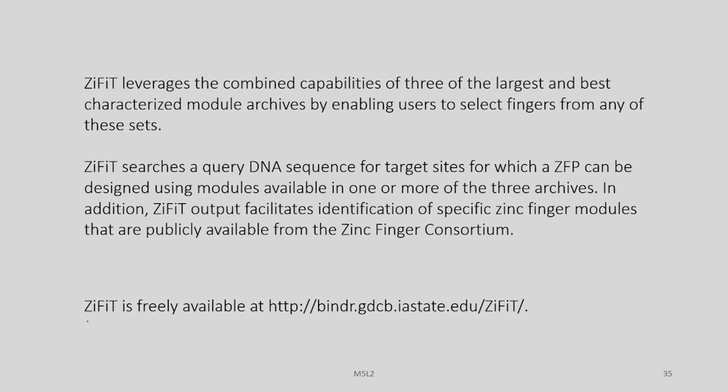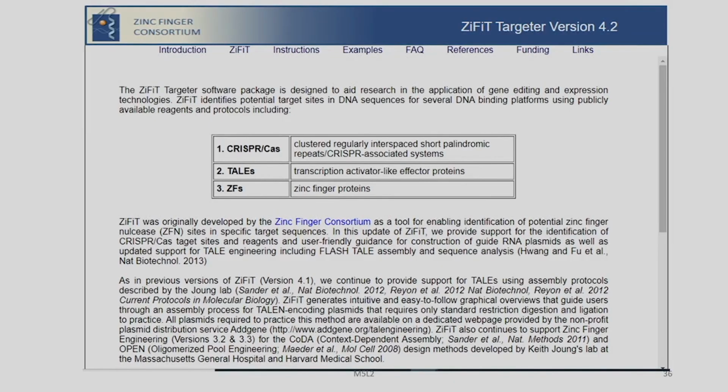GFIT is freely available from this site, and you can download it and use it or experiment with it and try to generate some zinc finger nucleases, maybe just for fun. So, this is how this website resource looks.